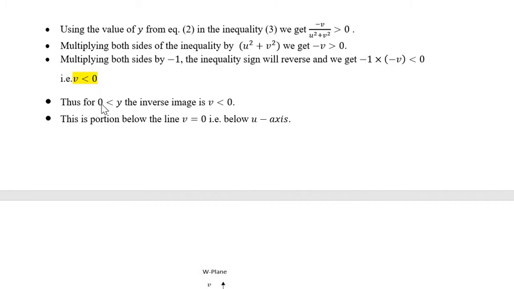Thus, for 0 less than y, the inverse image is v less than 0. This is the portion below the line v equal to 0, that is below the u axis. Thus, the image of y greater than 0 under 1 upon z is v less than 0. So, it is the lower half of the w plane where v is negative. In the upper half of the w plane, v is positive.